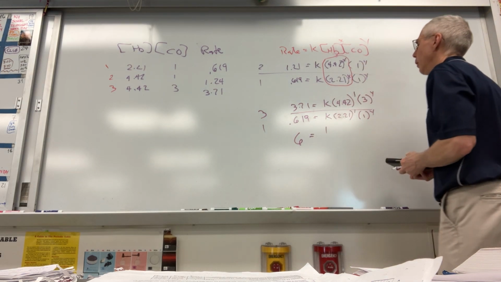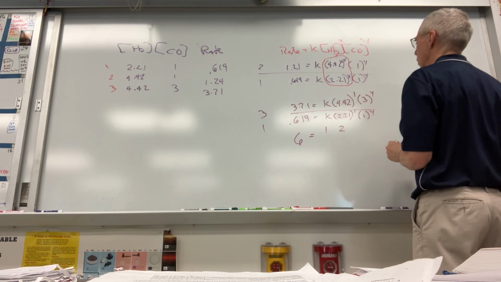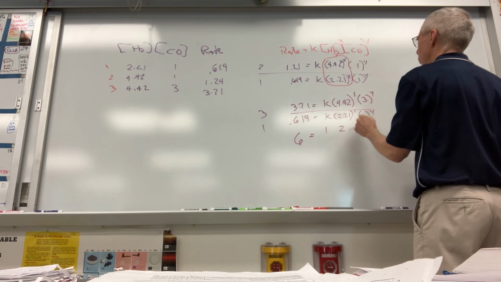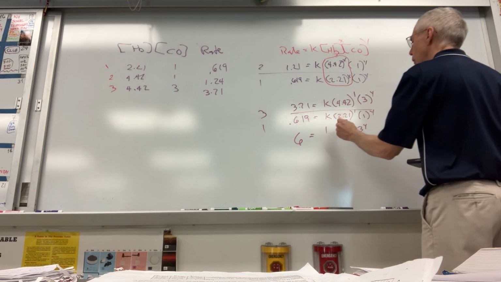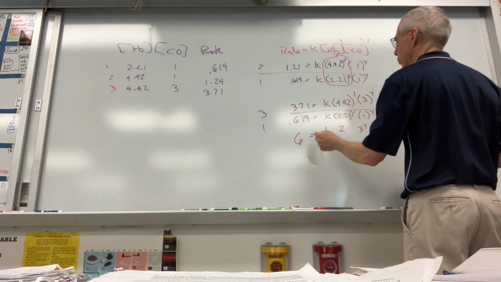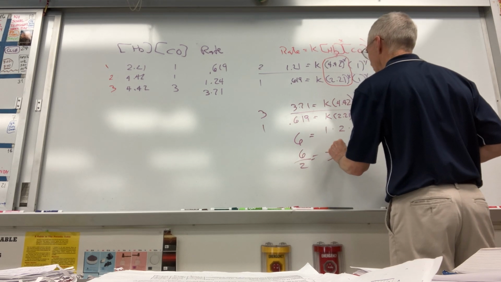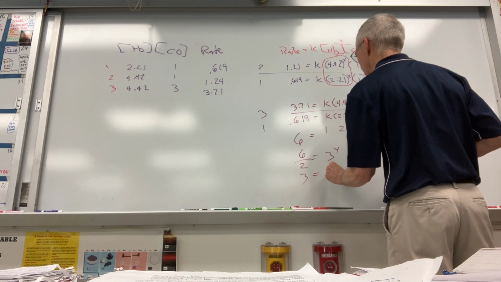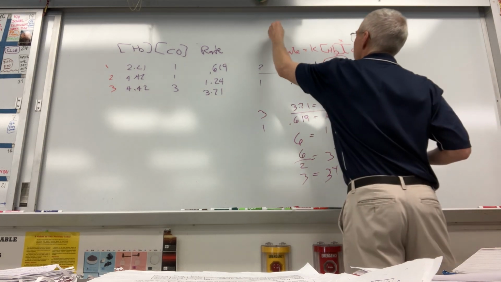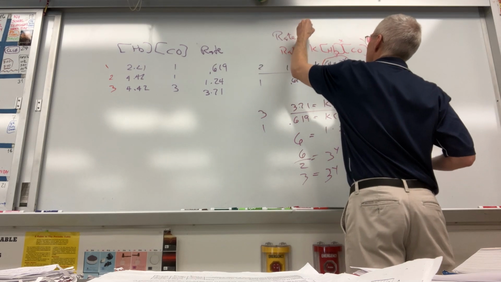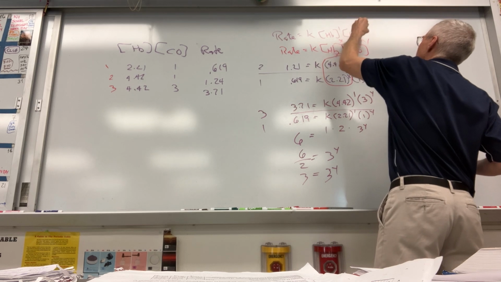Okay, K over K is 1. 4.42 to the first over 2.21 to the first is 2. And 3 to the y over 1 to the y is 3 to the y. So what do we have? We've got 6 equals 1 times 2 times 3 to the y. So 6 over 2 equals 3 to the y. 3 equals 3 to the y. Therefore, y is also 1. So our rate equation would be K, concentration HB to the 1, concentration of CO to the 1.